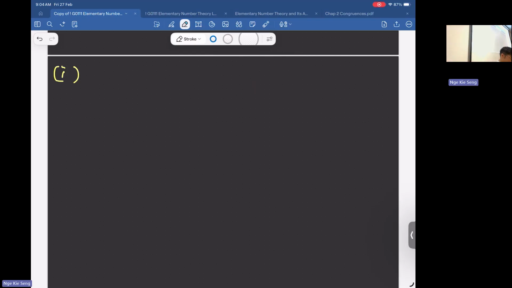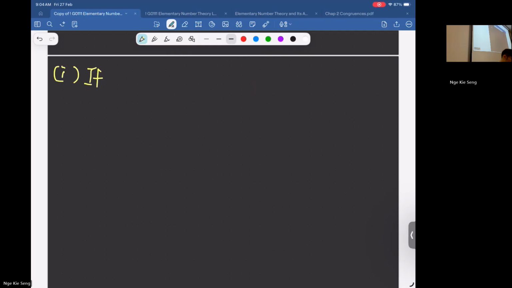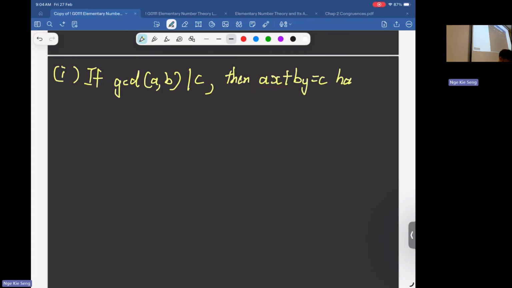So when does it have a solution? If the GCD of a and b divides c, then this Diophantine equation actually has more than one solution, and has infinitely many of them.